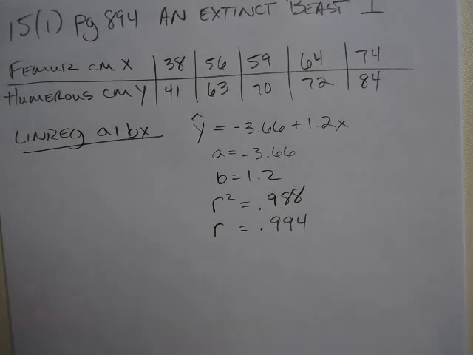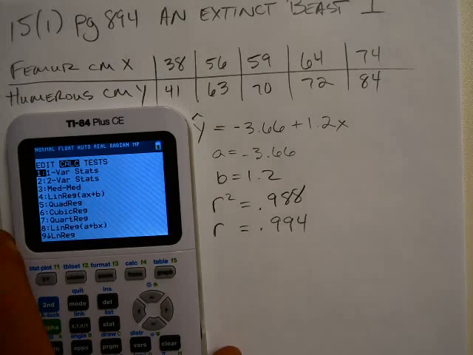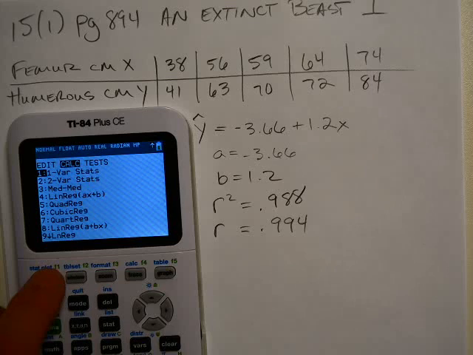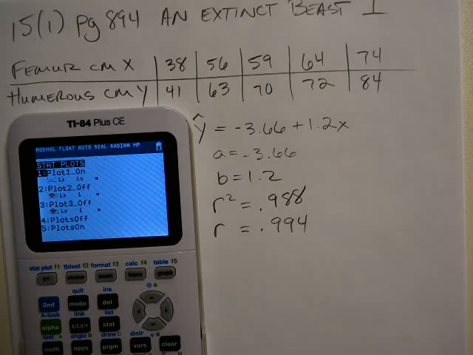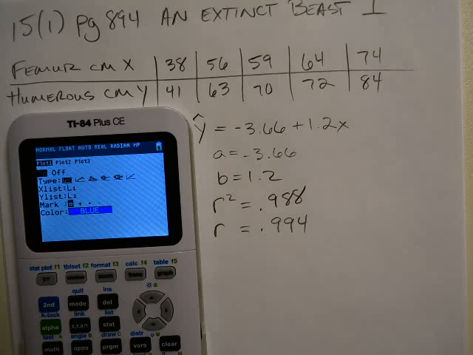So the question here is make a scatter plot. So let's make the scatter plot with the calculator. You guys remember how to do that? So we're going to go to our stat plot. Make sure one is on but none of the others are on. We want the scatter plot with L1 and L2 being our X and our Y.